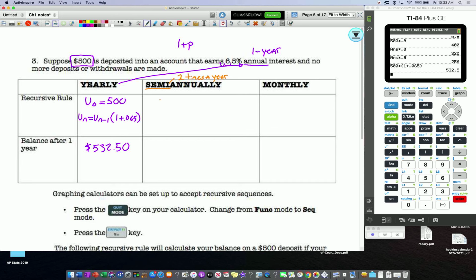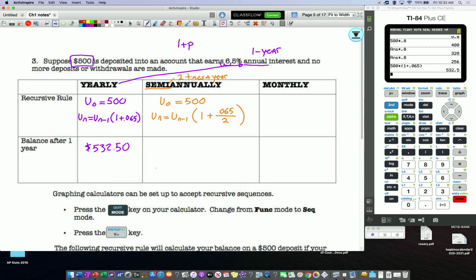So how we start this off is just like we did here, u sub 0 equals 500. That's always going to kind of be the same. The second part, the first part of it written is the same, but now we're going to go 1 plus, and we take that interest rate. However, we're no longer dividing by 1, but we're dividing by 2.